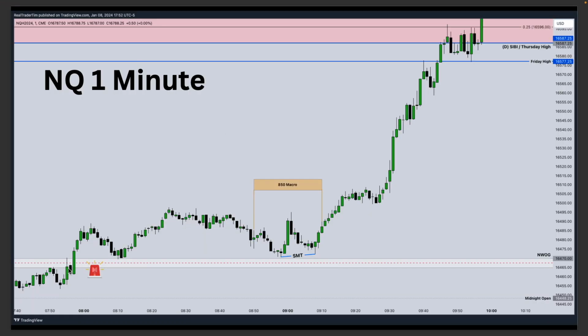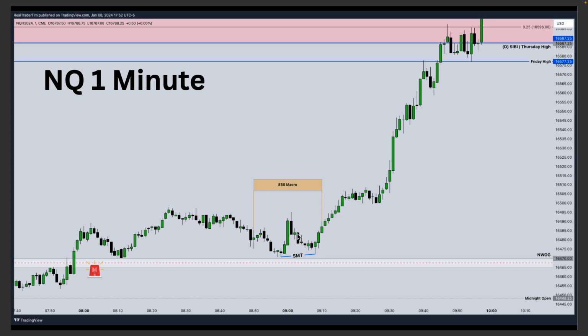So down to the 1 minute, we can see that this is where we got that push through the new week opening gap, to close above it. And then we return to it here, use it as support beautifully, and then started to consolidate and took off, which we'll discuss, of course. But we have this fair value gap that's right at the new week opening gap. So that's a higher probability in and of itself, okay? But I want to focus on this 8:50 to 9:10 macro here.